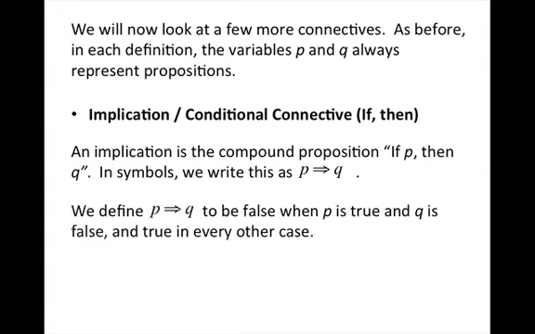We define if P then Q to be false when P is true and Q is false, and it's true in every other case. I can also read this symbol as implies. So I could say P implies Q, or I could say if P then Q. It's only false when the proposition in front of the implication symbol is true and the proposition after the symbol is false. So when you have a true implies false, that's when the implication is false.